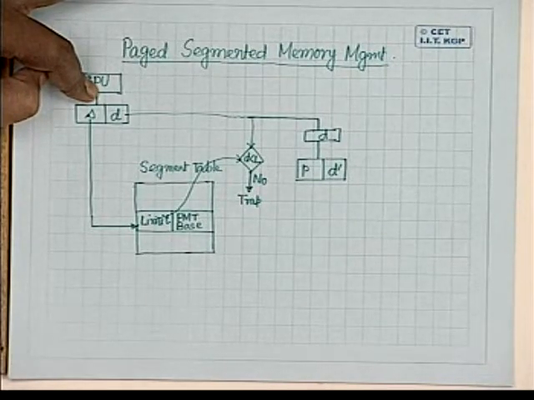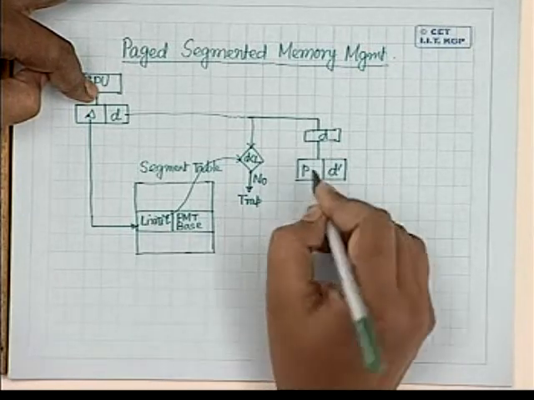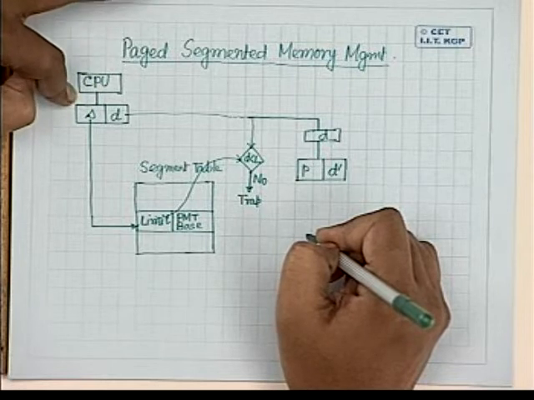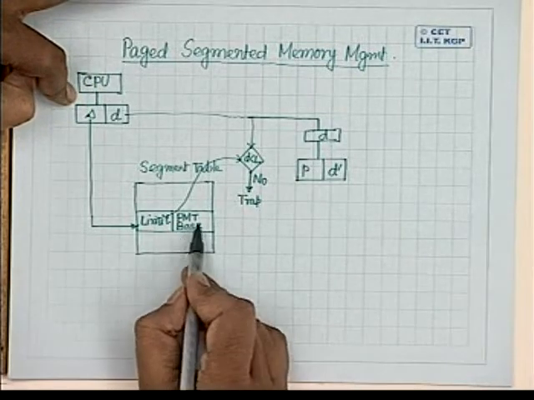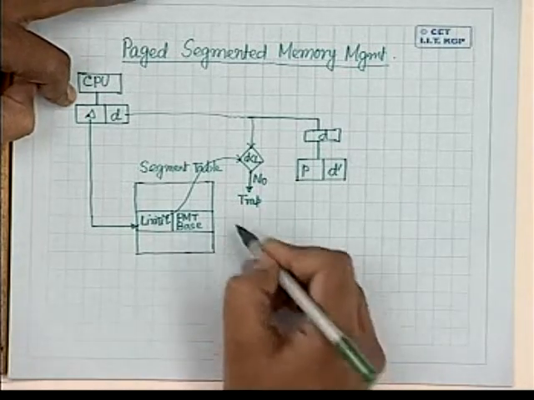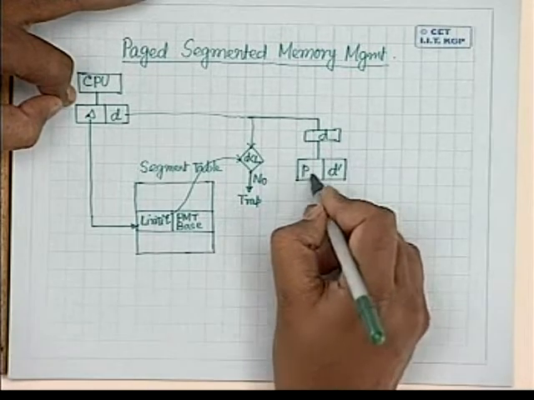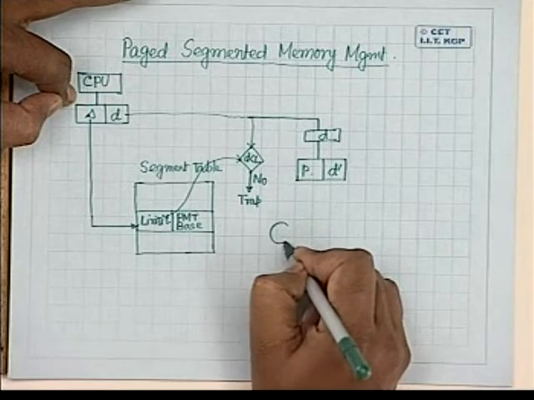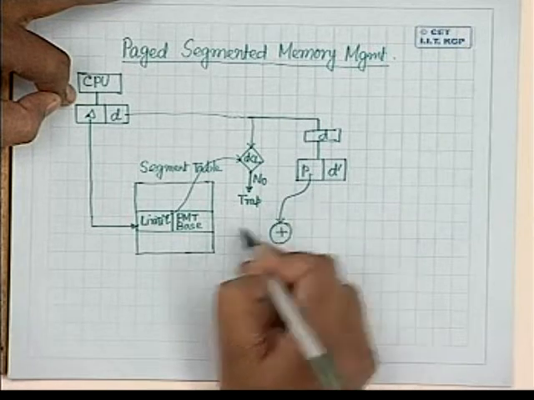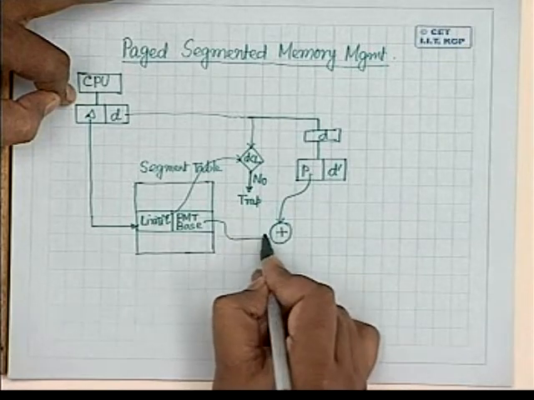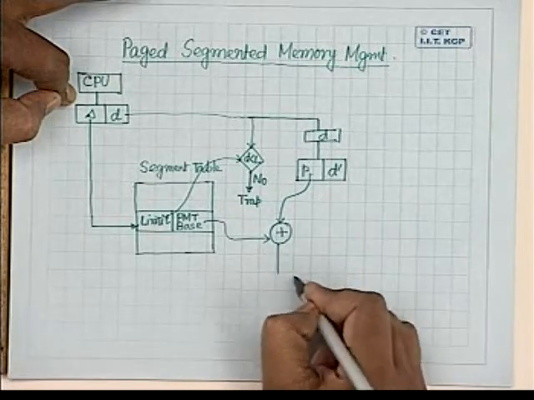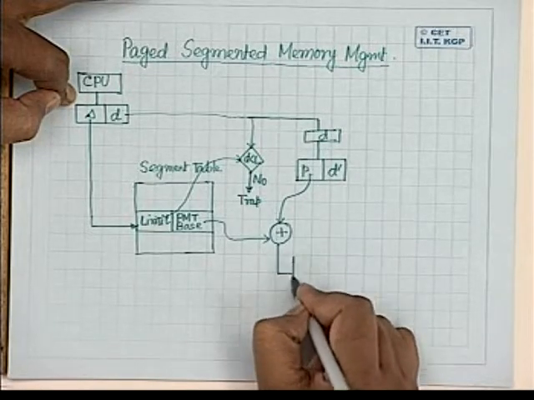Okay. So once I have this page number, then using the page number, I will go to the page map table of this particular segment. The base address of the page map table is given in this entry. So what I have to do is add this page number to the base address of the page map table, right? So this gives you an entry in the corresponding page map table.